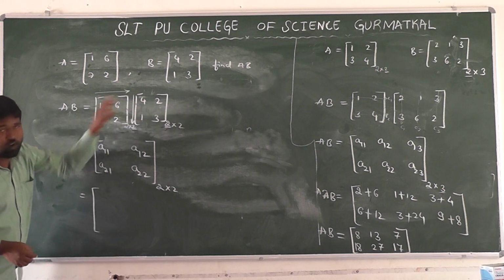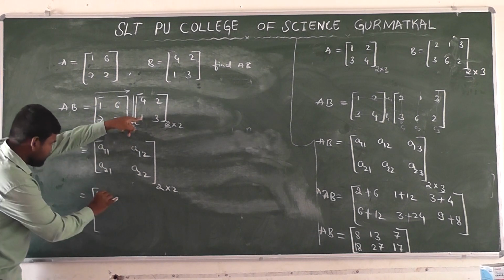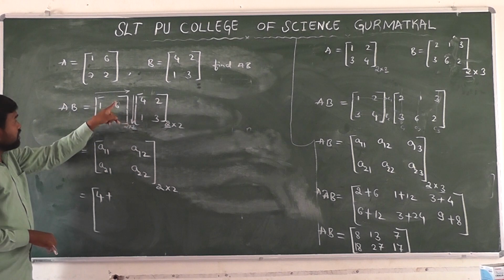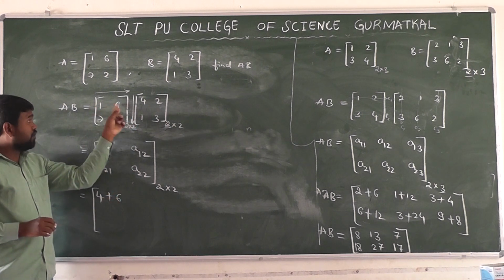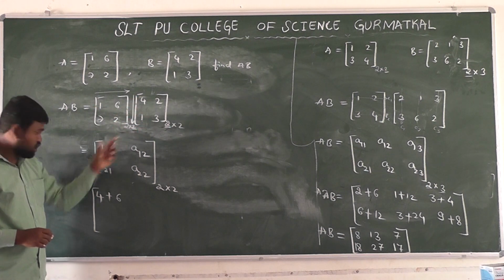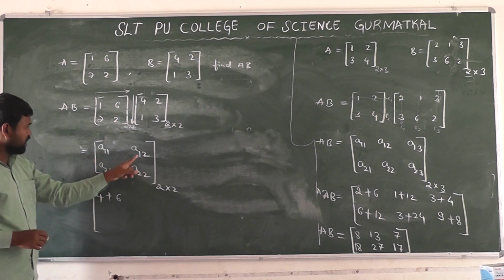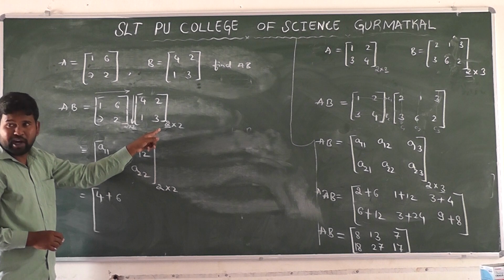Right? 1 into 4, how much here? 4. Next, plus. We get the sum here. 6 ones are 6. This is the first row and this one is the first column. It's over. Right? Next, what does this mean here? First row, second column of the matrix B.